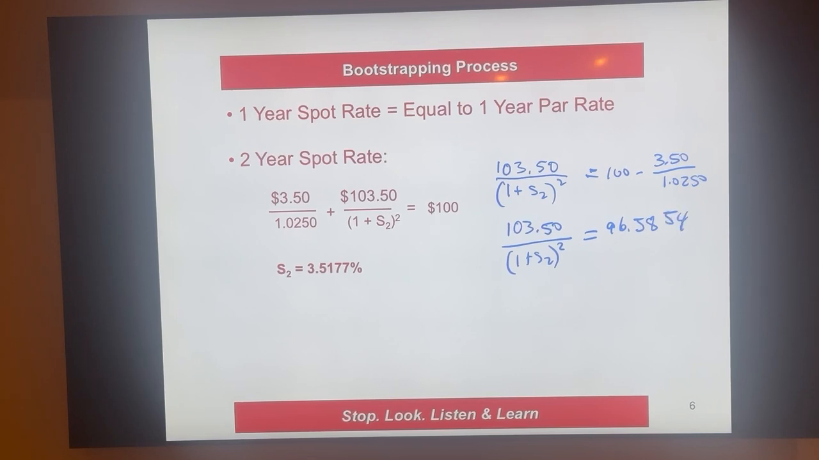96.5854. And then you move the denominator over and divide by 96.5854. So what you end up getting is 103.50 divided by 96.54, and then you determine what that number is, which I believe turned out to be 1.0716.